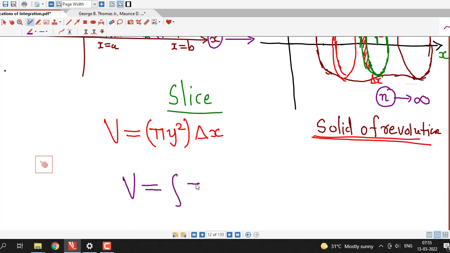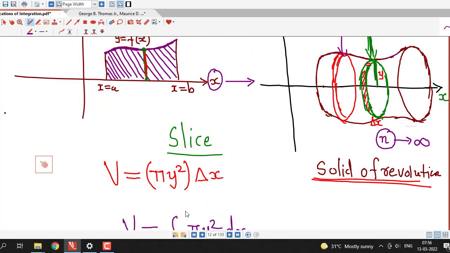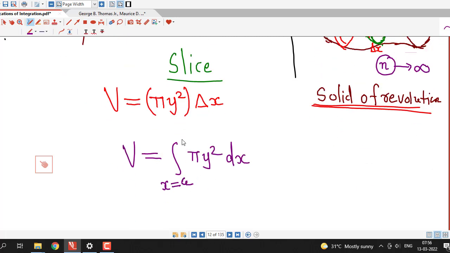using a definite integral, we can integrate this with respect to x from the limits of x. Here x is starting from a and ending at b. So at this point x is a, at this point x is b. So we have this formula, integral from x equal to a to b of pi y square dx. So this method is known as the disk method because we are using the volume of a disk to obtain the volume of a solid of revolution.